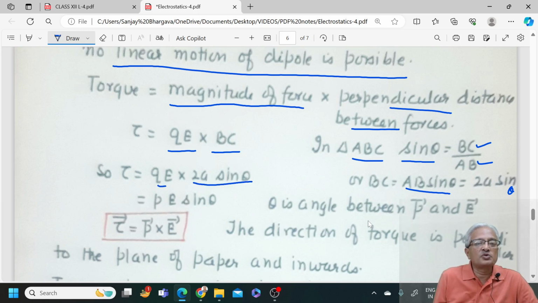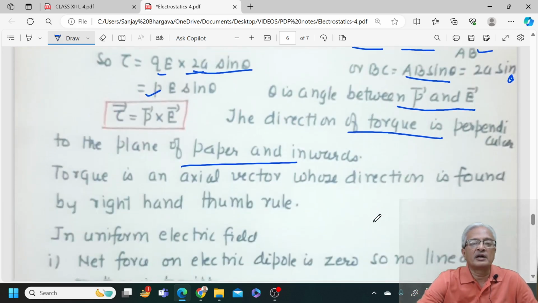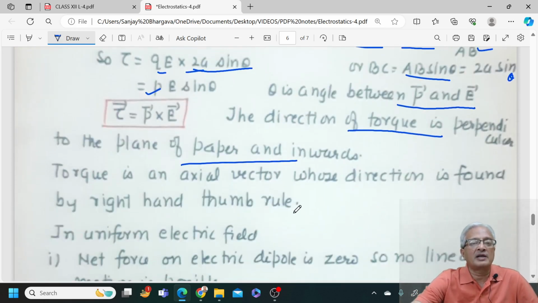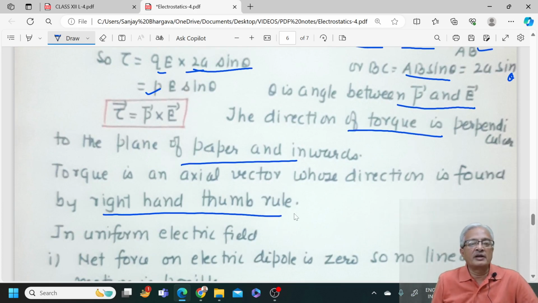What would be Q times 2A equal to? That would be called P. So tau can be written as P cross E. And what does theta represent? It is the angle between the dipole moment vector and the electric field. The direction of the torque is perpendicular to the plane of the paper and inwards. One can always calculate the direction of the torque by the right hand thumb rule. Torque is an axial vector, so always calculate the direction with the help of the right hand thumb rule.